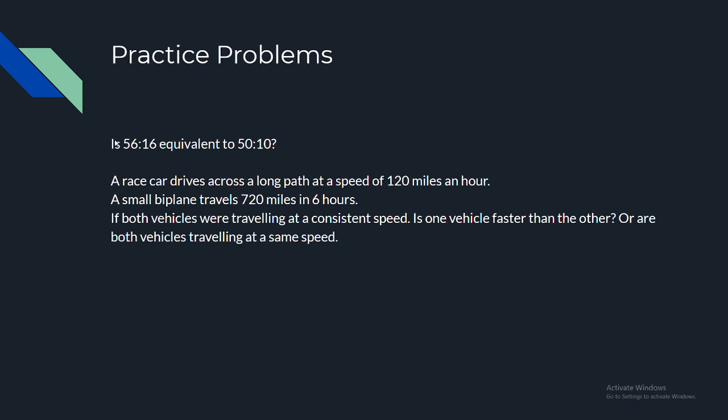Practice problems. Is 56:16 equivalent to 50:10? A race car drives across a long path at the speed of 120 miles an hour. A small biplane travels 720 miles in 6 hours. If both vehicles are traveling at a consistent speed, is one vehicle faster than the other, or are both vehicles traveling at the same speed?